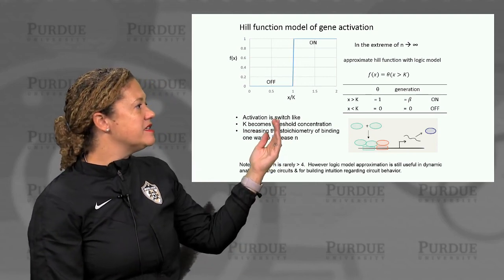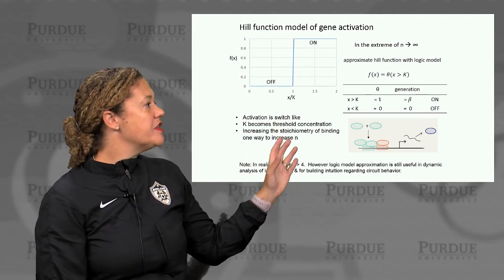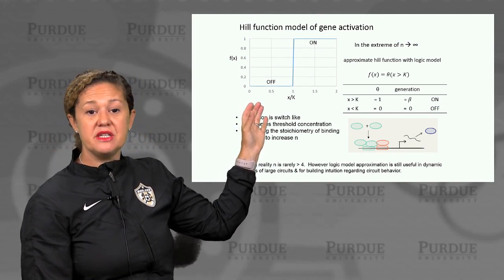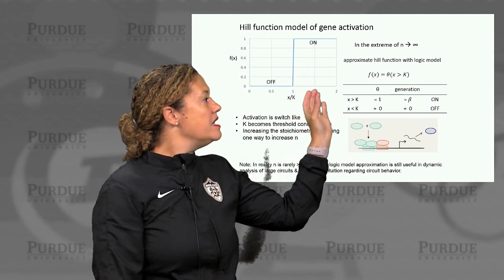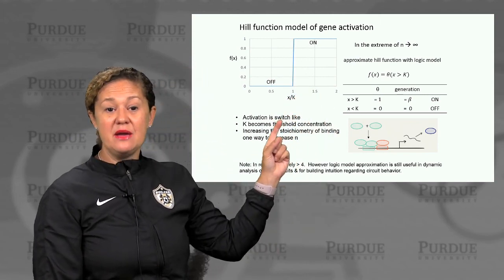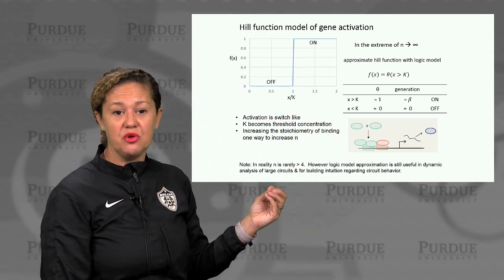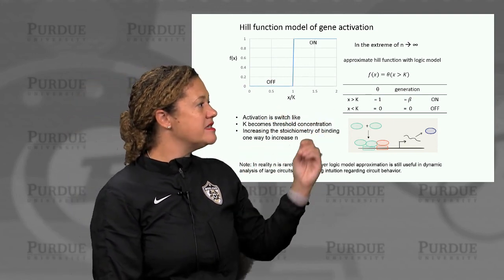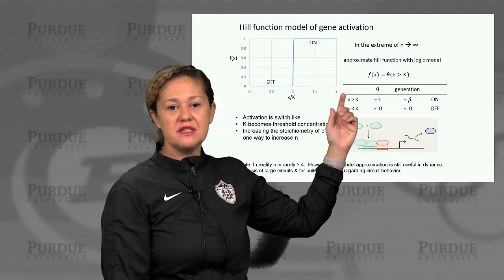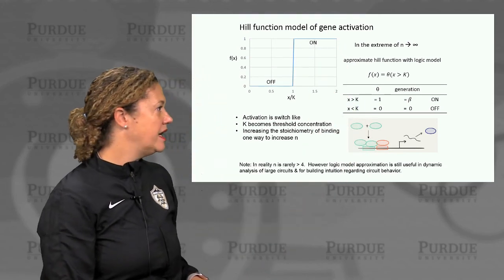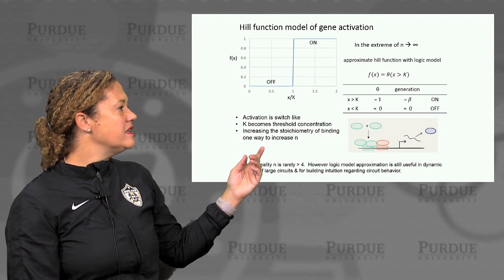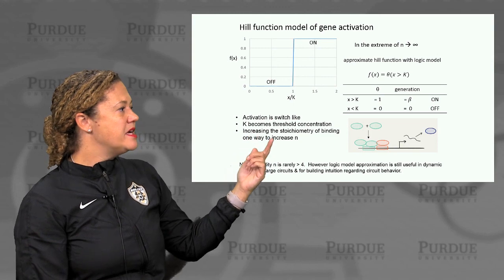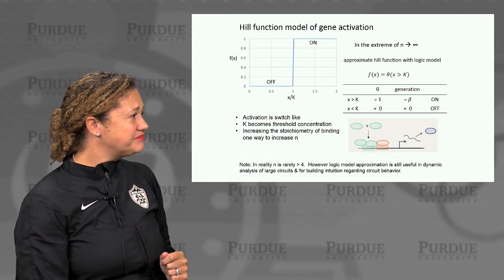And so now we have this switch-like behavior for a broad range of concentrations of our activator, our system is off. And once it passes this K, which now is really functioning like a threshold value. So K is a threshold concentration. When X crosses that threshold, now our system switches on. Okay? And so our regulation of expression of Y is now switch-like. K becomes this threshold concentration.